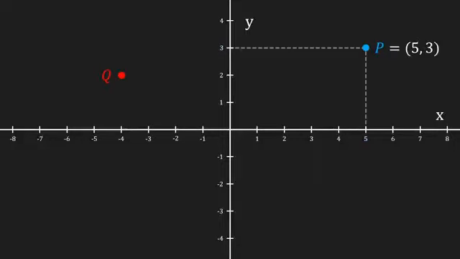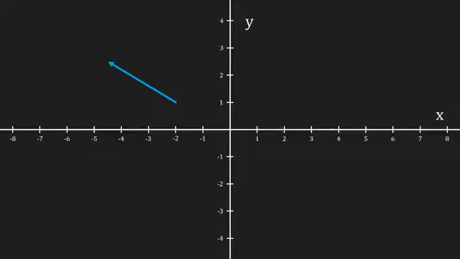Just for fun, I'm gonna add a point Q, and to calculate its coordinates, we do the exact same thing. We trace 2 lines, and then we get an x-coordinate of -4 and a y-coordinate of 2. Do note that we always write the x-coordinate first and then the y-coordinate. There's also a special point, and that is where the x and y axes cross. We call that point the origin. We often give it the letter O, and its x and y coordinates are 0.